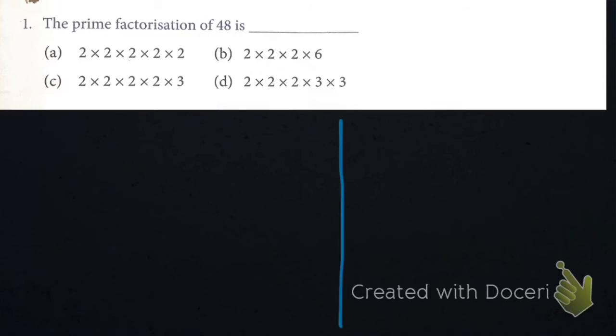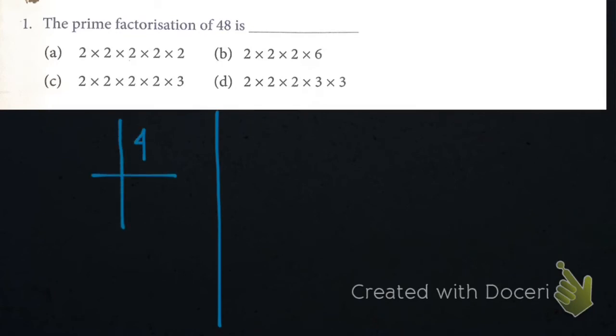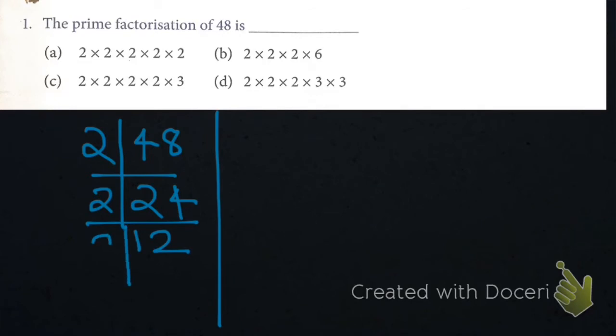Now you can see that 48 is first divided by the first prime number, that is 2. So 24. Now divide 24 by the first prime number, that is again 2. So 12. Again divided by 2, so 6. Again divided by 2, so 3.